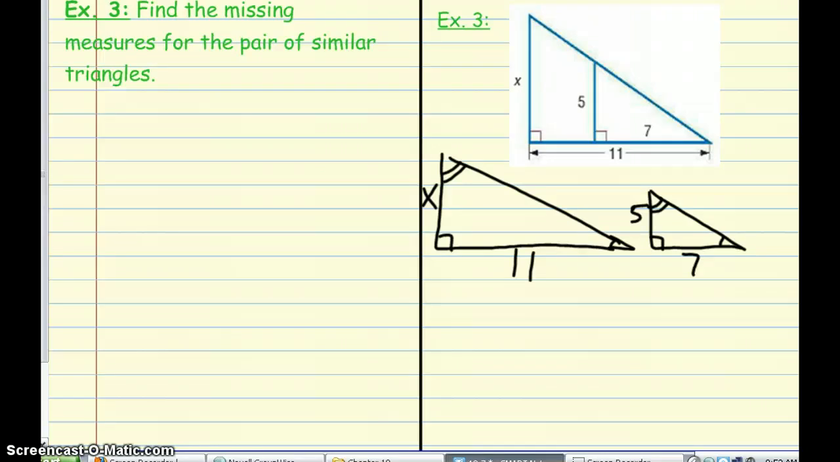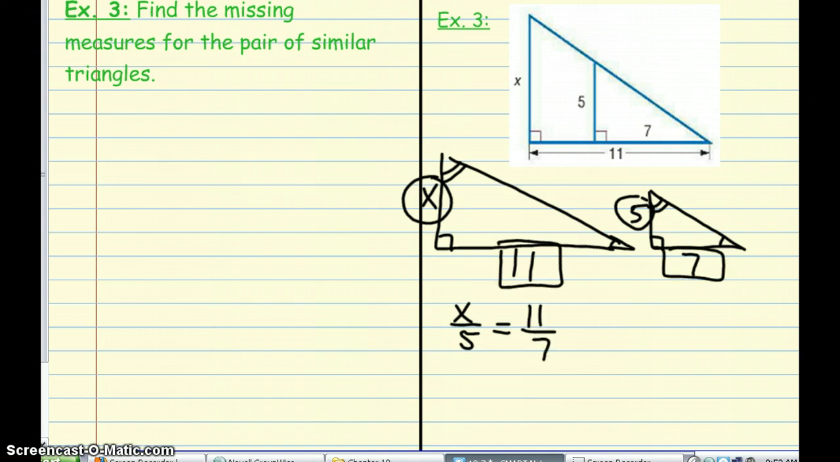Okay, so from here I'm going to take x and set it up as a ratio over 5 because those are two corresponding parts, and then I'm going to take 11 and put it over 7 because they are also corresponding parts. Now notice the numerator in each of them is from the big triangle. You want to stay consistent, and the denominator is from the little triangle.